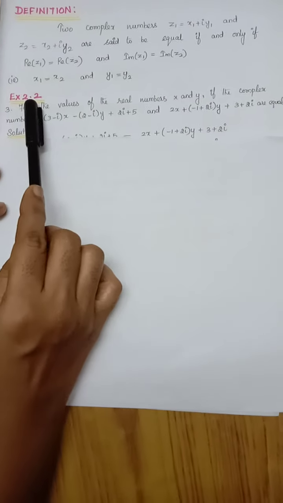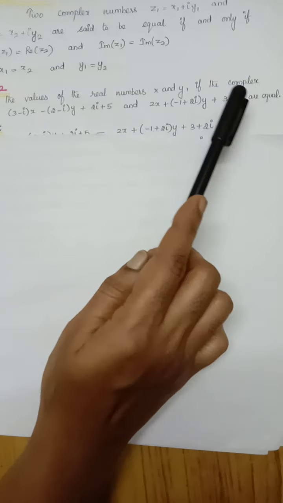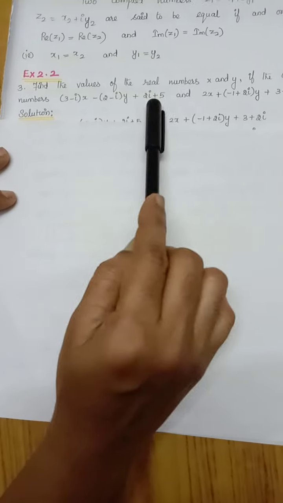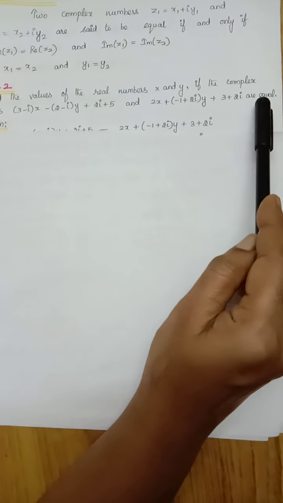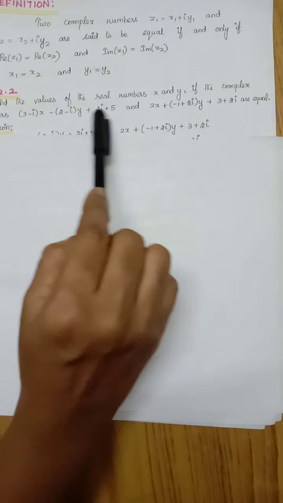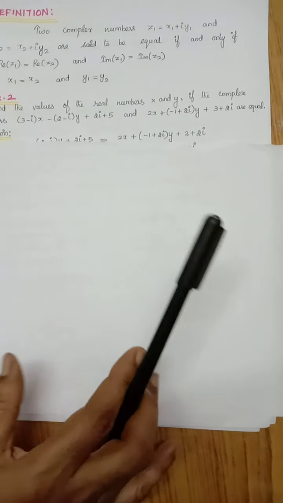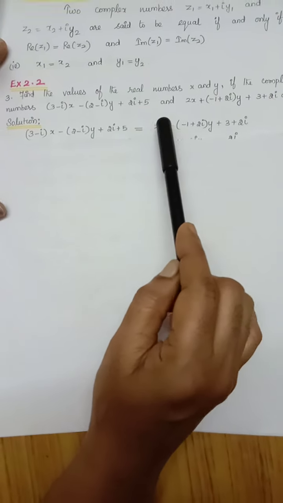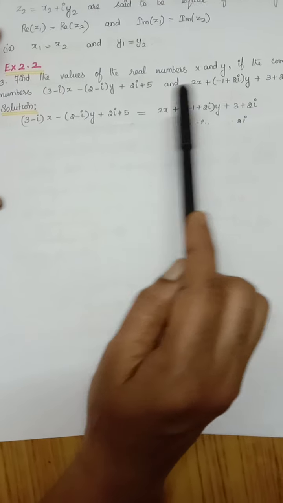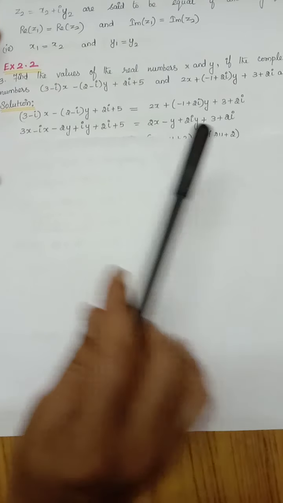Exercise 2.2, third problem. Find the values of the real numbers x and y if the two complex numbers given are equal. You have to find the values of x and y. So the first complex number I have written on the left side, the second number on the right side. They have said they are equal. So I just arranged.